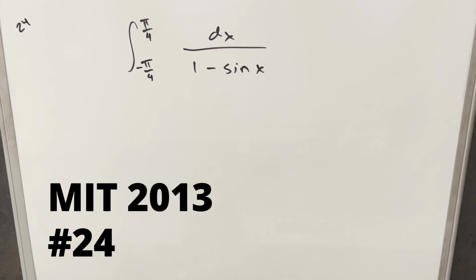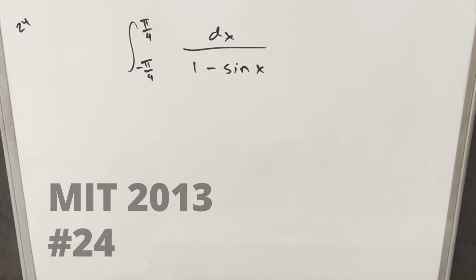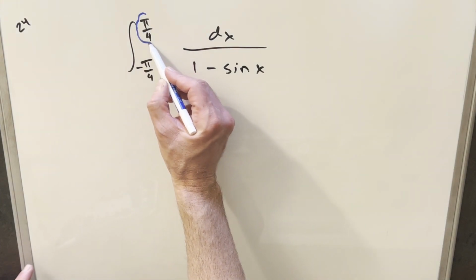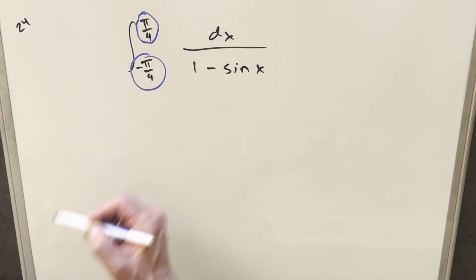Okay, we have our Taylor integral. This one's from the MIT Integration Bee 2013, problem 24. We have here the integral from minus pi over 4 to pi over 4 of 1 over 1 minus sine x dx. The first thing I noticed with this problem is that the bounds are kind of different: we're going from minus pi over 4 to pi over 4.